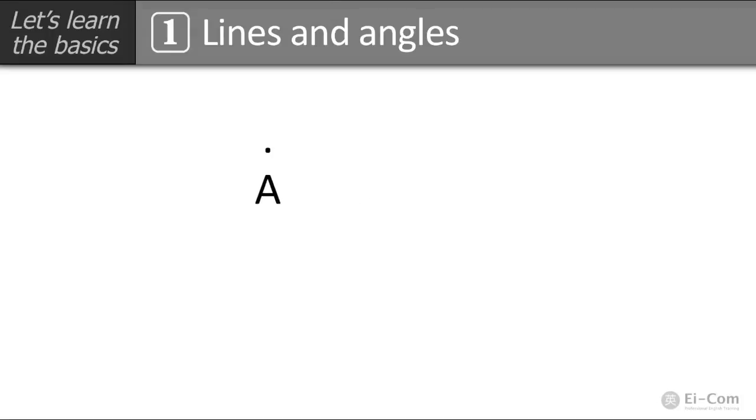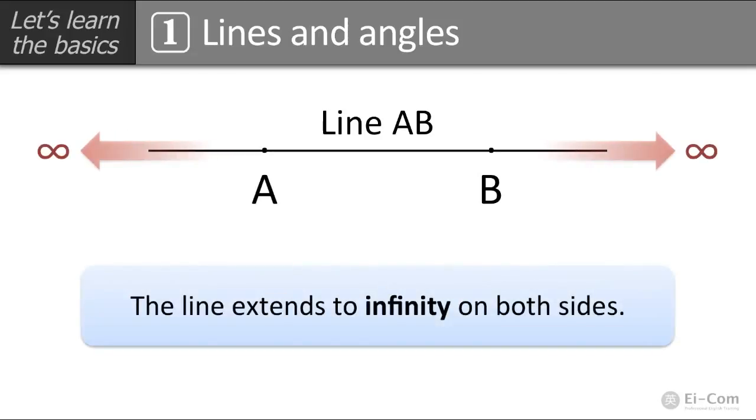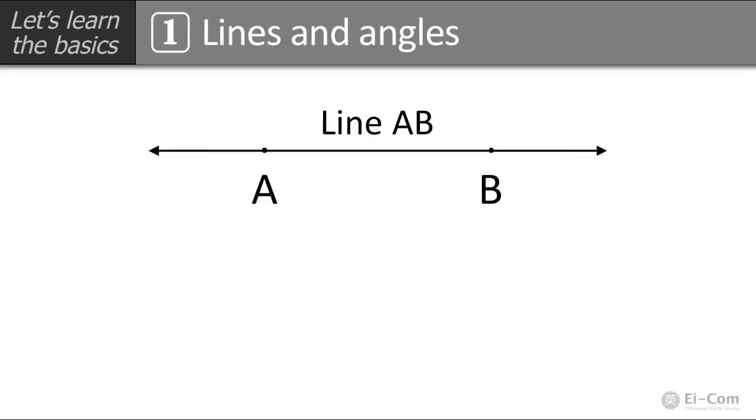Now let's suppose that we have 2 points, points A and B, and we connect them with a straight line. We call this line AB. Notice that the line passes through both points and then appears to stop at both ends. You should not think that the line actually stops at these positions. Instead, imagine that the line extends to infinity on both sides. To remind us of this, arrowheads are sometimes shown on either side of the line.